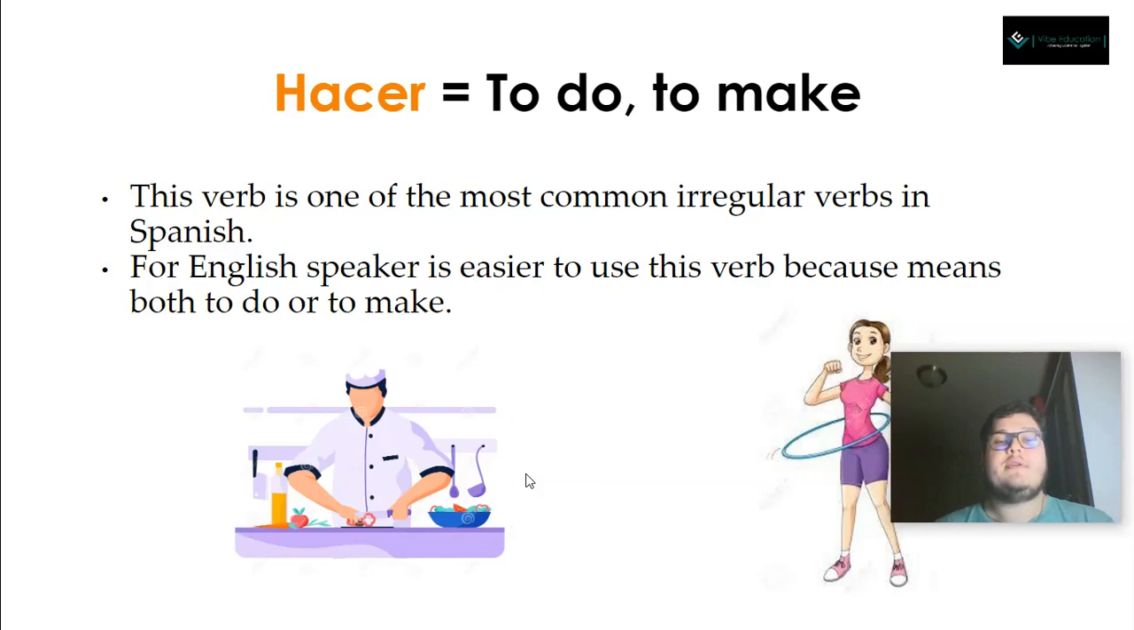Also, it is easier for English speakers because they can use both. So that means if you say to do or to make, you don't have to worry about the translation because you can use one option, that is the verb hacer. So whatever you want to say, to do or to make, you just have to use the verb hacer. That's it. So because of that, it's easier for English speakers.